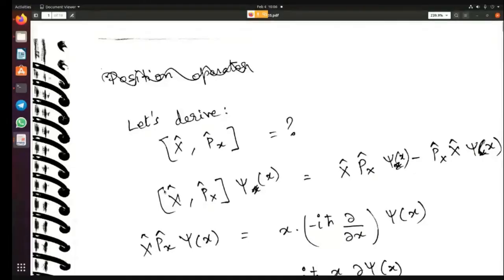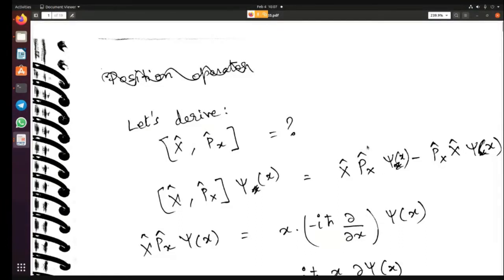First we apply this operator to a wave function, let's say psi of x. Because this is a commutator, you have to expand it. The expansion of a commutator, as you already know by now, is x into px minus px into x. So we get x px psi of x minus px x psi of x.